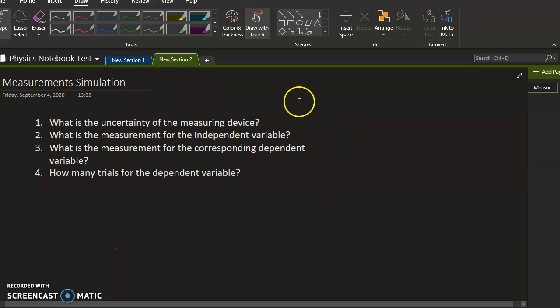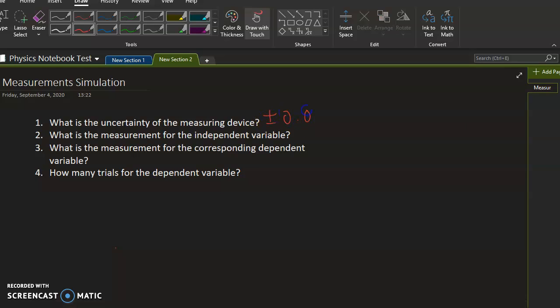So we will record the uncertainty of the measuring device. For this example, this uncertainty is plus or minus 0.001. I'm sorry. This is plus or minus 0.01 centimeters. A hundredth of a centimeter is the uncertainty of the measuring device.